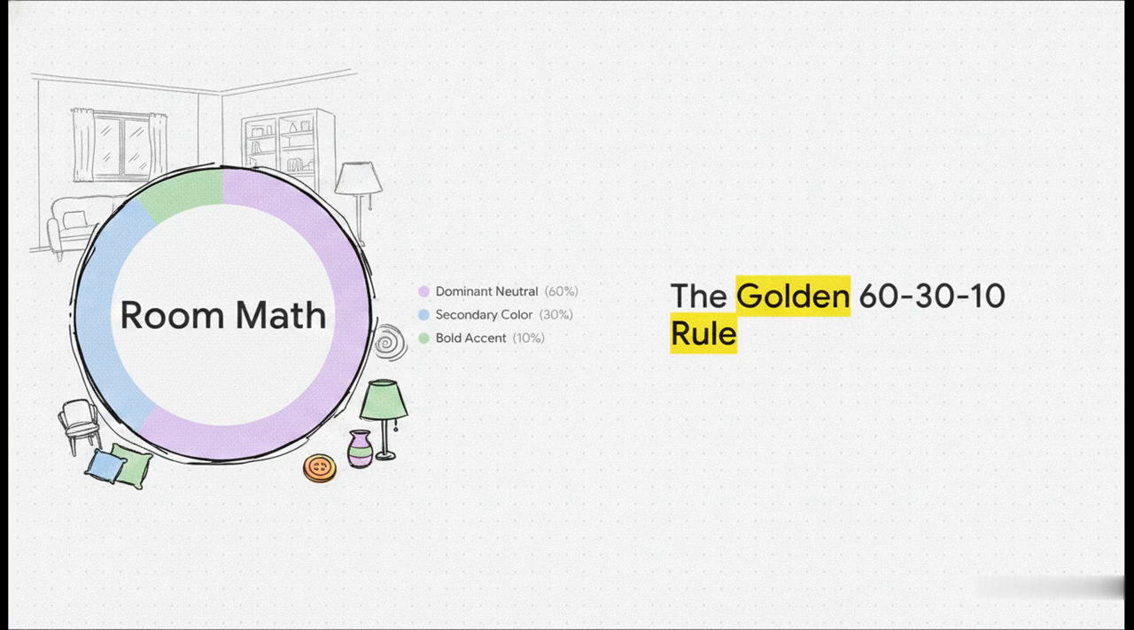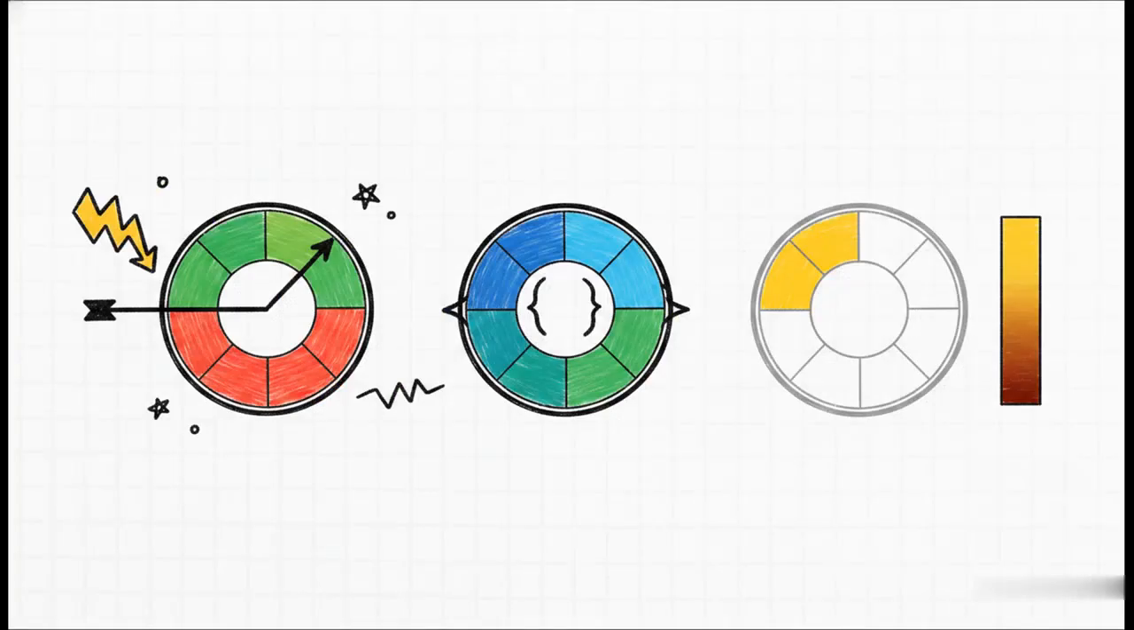Think of your walls or your main background. 30% is your secondary color, like your furniture or secondary design elements. And just 10% is your bold accent, throw pillows, or maybe a bright call to action button on a website. Sticking to this strict ratio prevents visual fatigue and guarantees that high-end, balanced look. But how do you actually pick those colors to begin with?